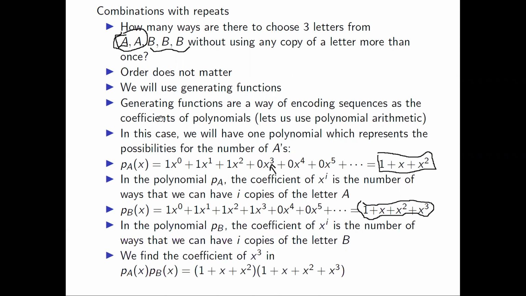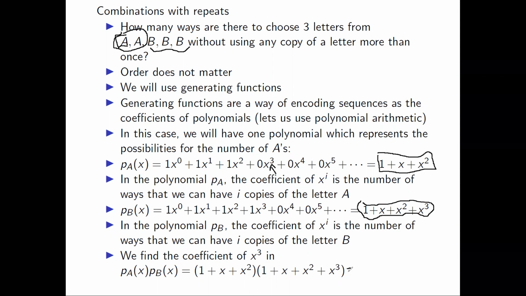Now, if we want to find the number of ways to choose 3 letters from this set, A, B, B, B, all we have to do is multiply these two polynomials, p sub a and p sub b, and find the coefficient of x cubed in that product. This gives us all the possible ways to combine a way of choosing j A's with a way of choosing 3 minus j B's for each j from 0 up to 3.